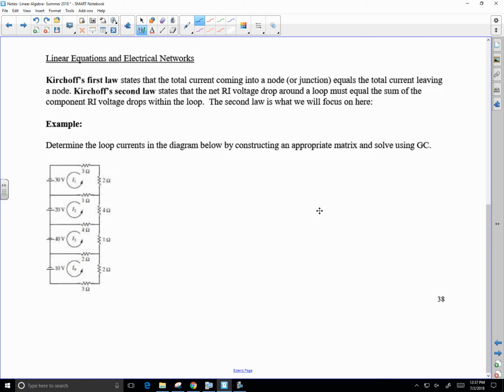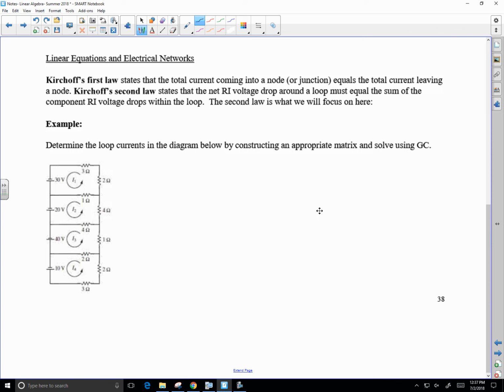I found it in the book. It seems interesting. I learned something from it. The total current coming into a node or junction equals the total current leaving a node or junction.